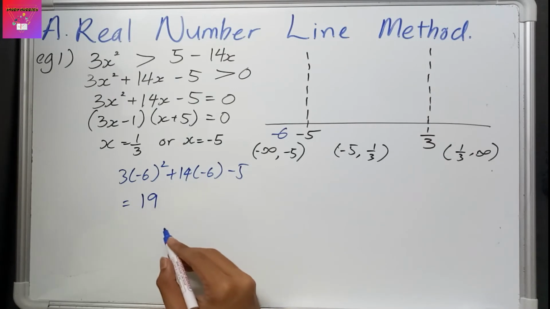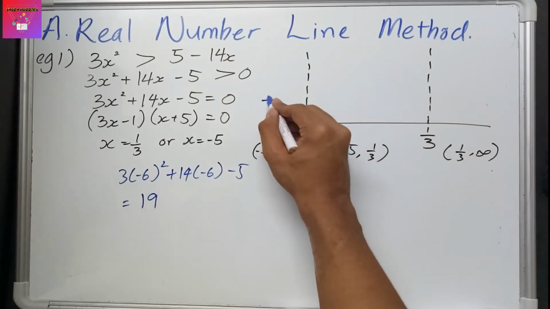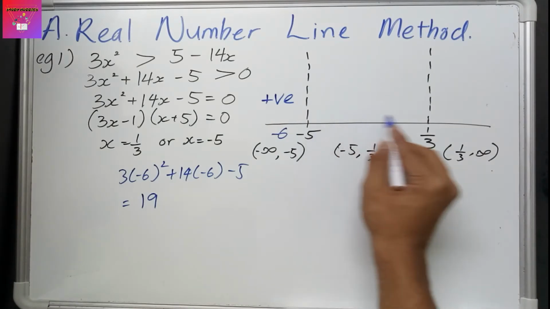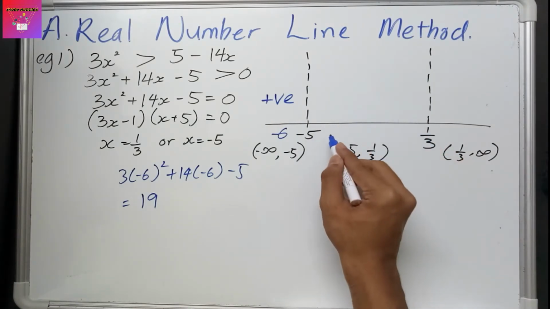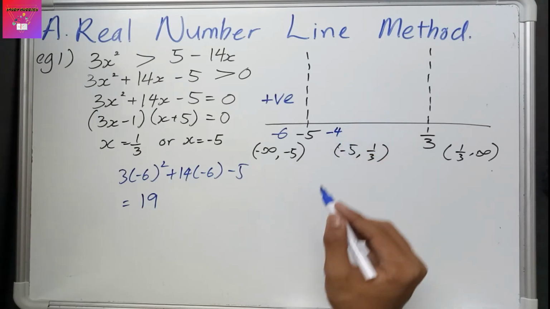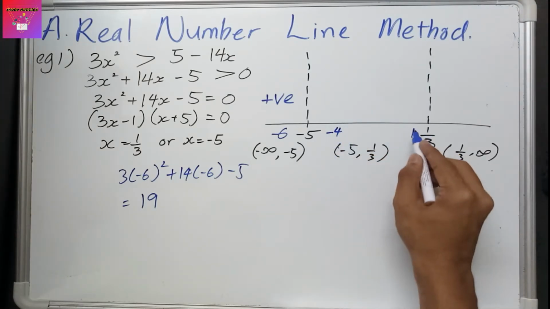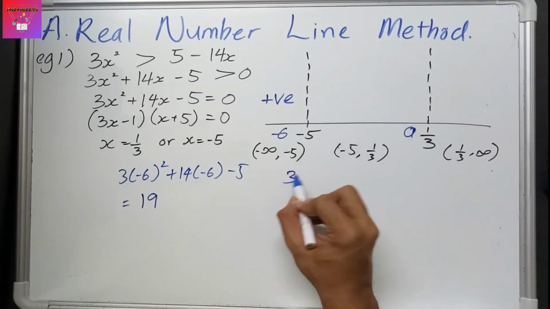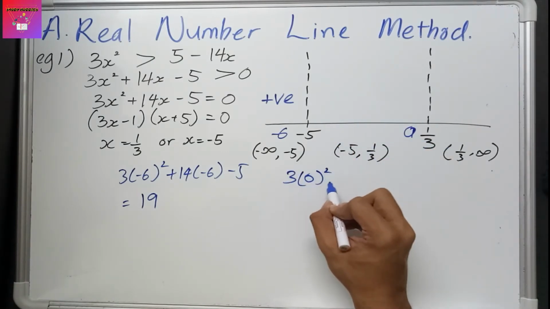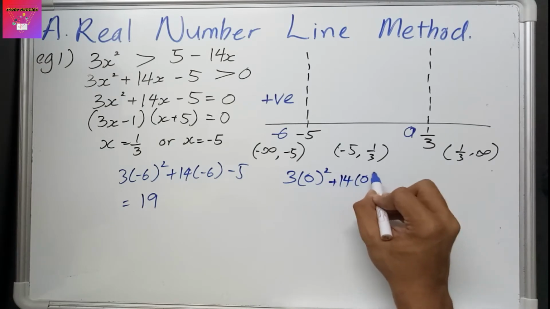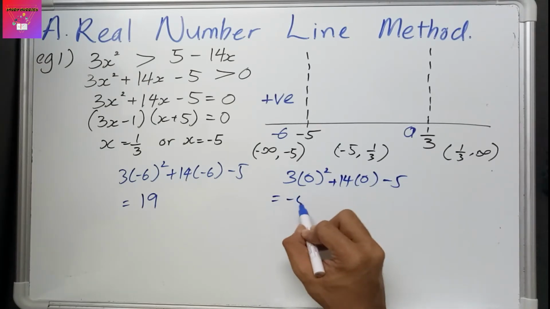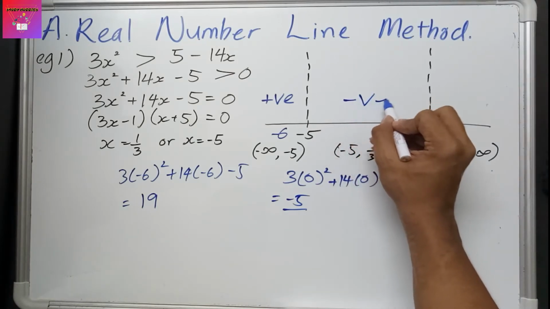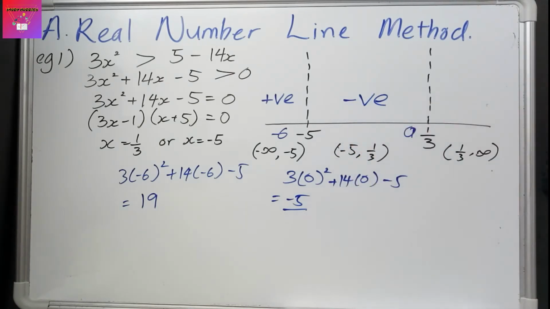Okay, so positive 19 is a positive value, and therefore we are going to label this part as positive. So next, I'm going to choose a number in this range. Let's say I choose -4, or maybe I can choose 0. I'll prefer choosing 0. If you choose 0, it's 3 times 0 squared plus 14 times 0 minus 5, and you'll get -5. So -5 is a negative value, and therefore we just label this as negative.